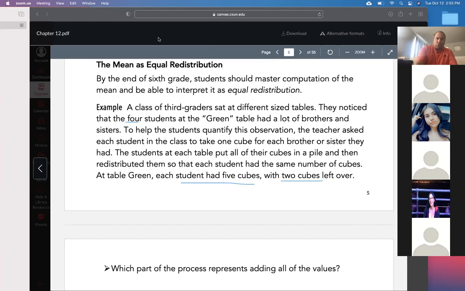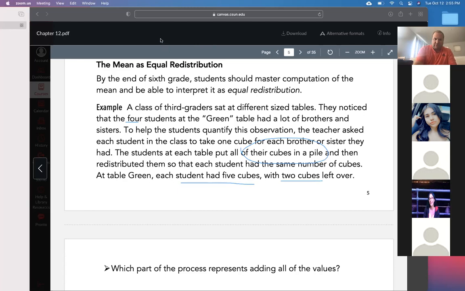So first, which part of the process represents adding all of the values? Which physical step here was adding all of the values? It says each student had 5 cubes and 2 cubes left over. But if each student had 5 cubes, how is that adding all the values? That's a result that you get after you've added all the values. It would be when they put all of the cubes in the pile. Yes, putting all their cubes in a pile, that's the adding. That's getting the total value.